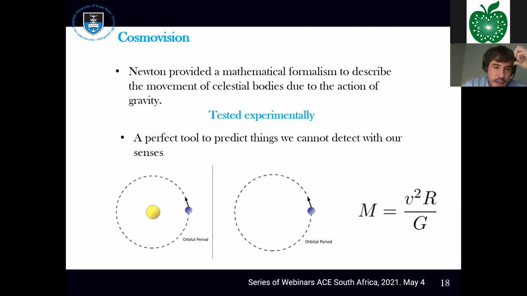Even if we cannot see that planet at the center, it's possible to get some information about it, because we can observe what happens with the small planet. We know what happens in the surroundings of the big planet. Only with the velocity of the small planet, we can have some information about the planet at the center. As I told you, Newton's mechanics is a perfect tool to predict things we cannot observe directly.